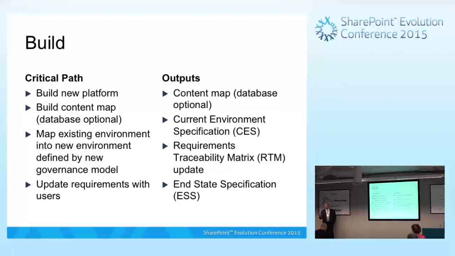Because again, we're talking about using an RTM, not an FRD, not a functional requirements document, but an RTM, a requirements traceability matrix that shows us these are the requirements, these are the features they map to, these are the changes that are happening to this requirement over the course of this process. The outputs are a content map. Now, the easiest content map to understand is simply an Excel spreadsheet.